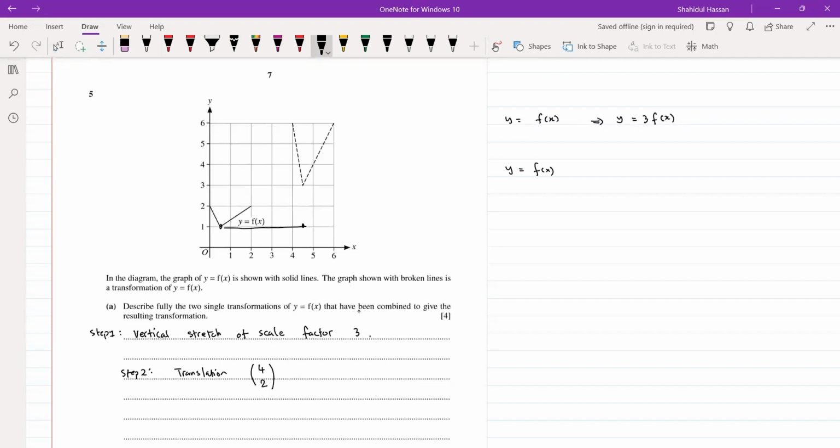Now when we have a translation, how does the equation change? If you want to change something 4 units to the right, your function will change like this, x minus 4. When it is inside the bracket, the change is with x-axis, and the change is opposite. Minus 4 means the graph will shift by plus 4. And when you want to change something in the y-axis, you want to go 2 units up. When it's outside the bracket, the change is with y-axis and the change is direct.